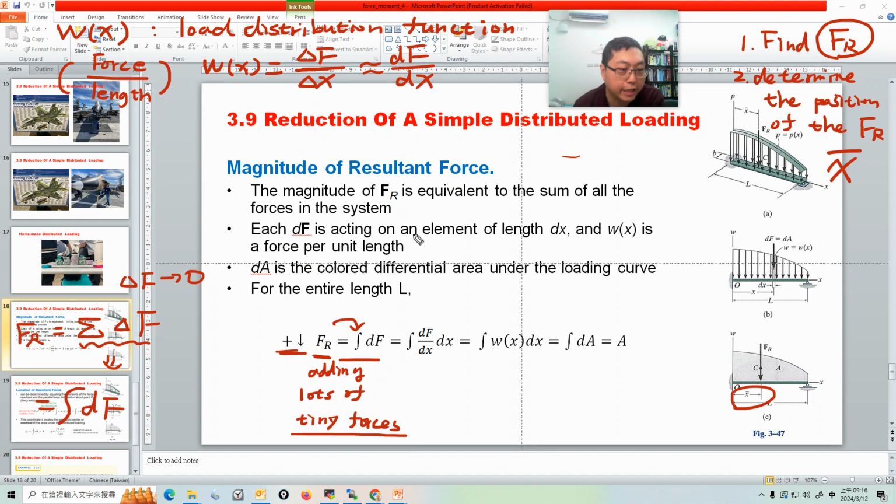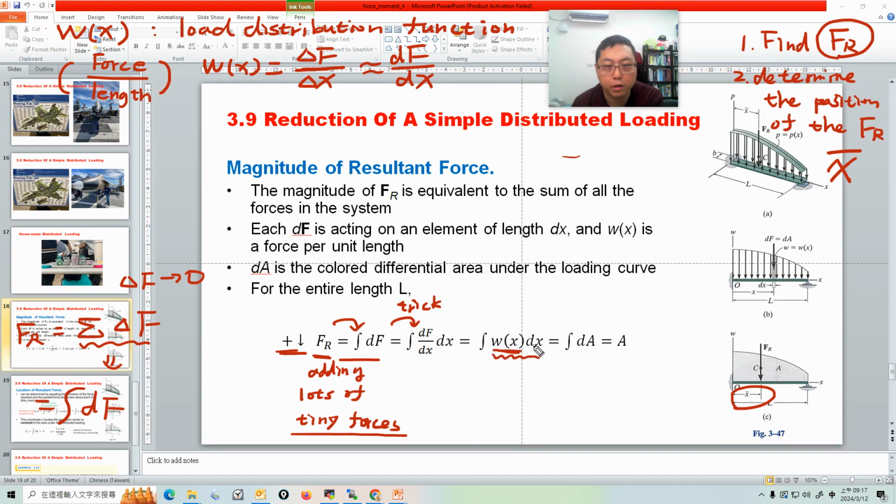And then we use a trick. Like I said, I can write dF as dF over dx times dx. This is a trick used a lot in calculus. Then dF over dx is just your load distribution function, so this becomes w(x). So the resultant force becomes the integration of w(x) times dx.